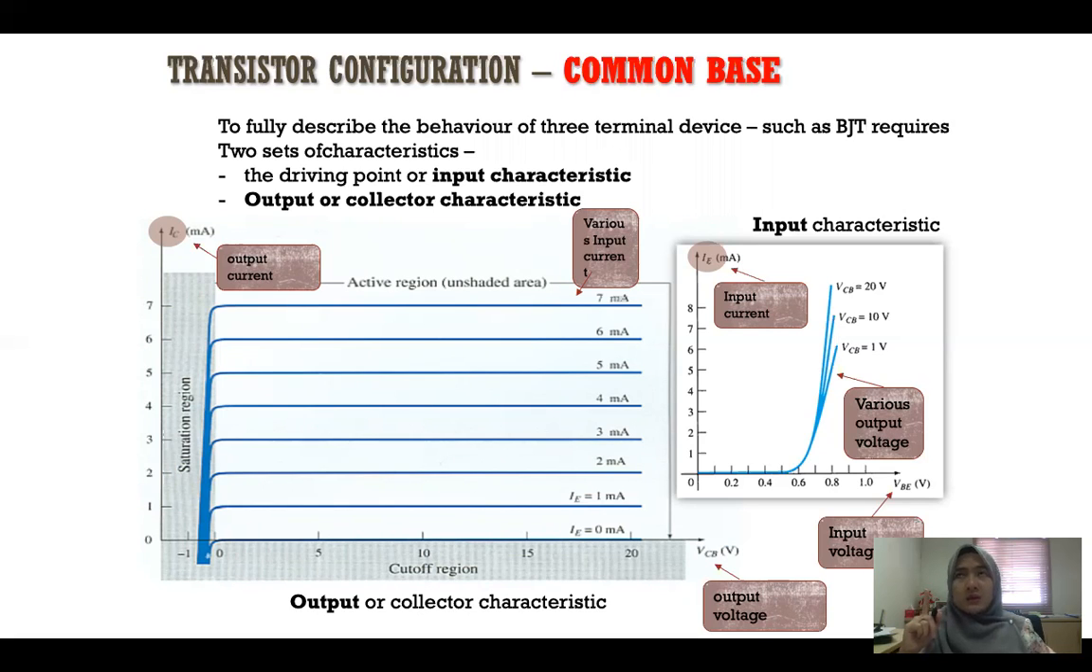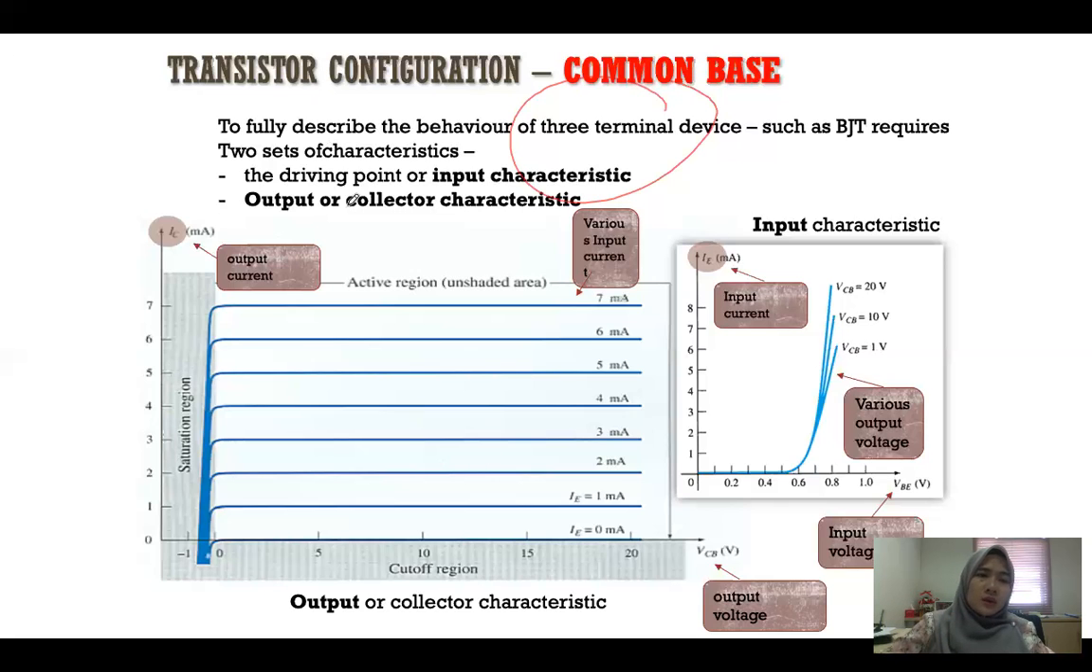Because a diode only has two terminals. But for the transistor, you have three terminals. So to describe the operation, the characteristic of a BJT transistor, you need two sets of characteristics. You cannot have only one VI graph, okay? You need to have two.